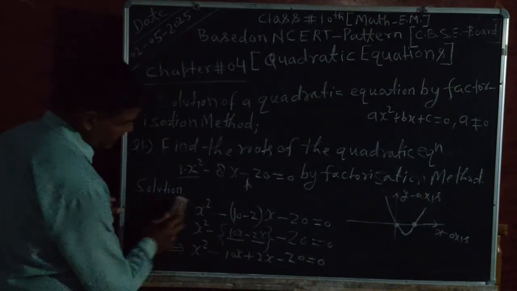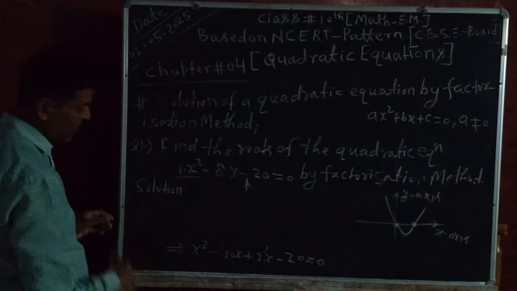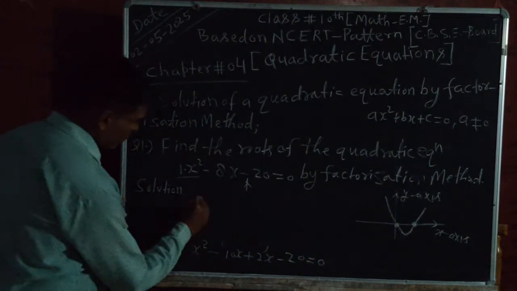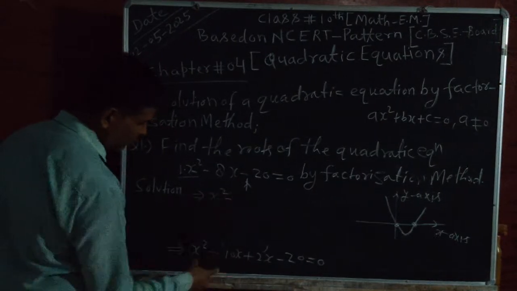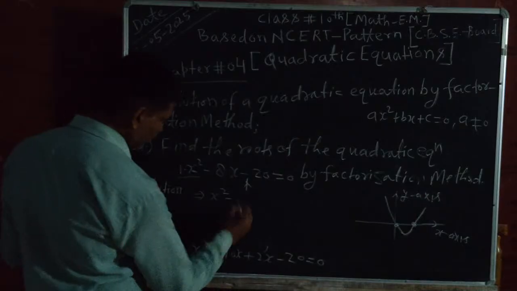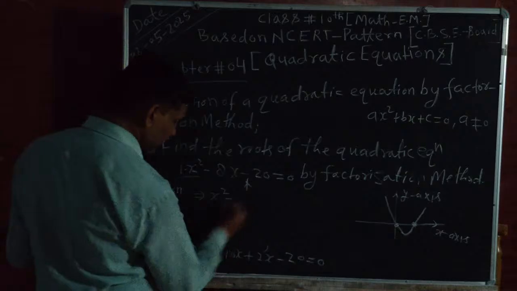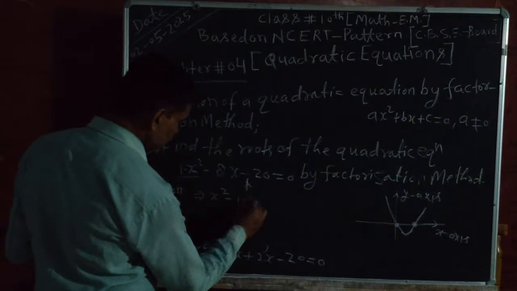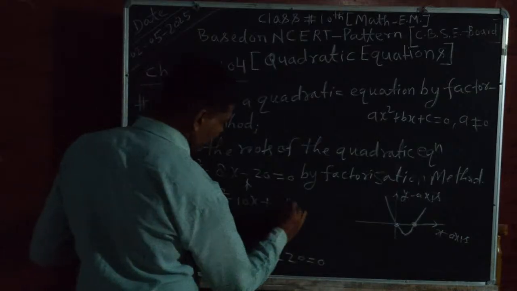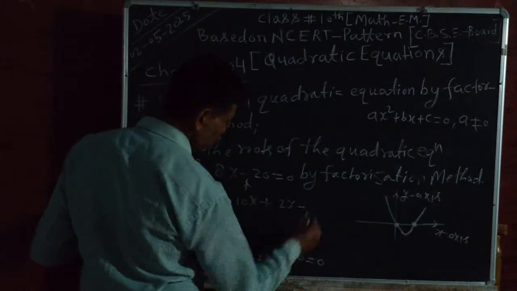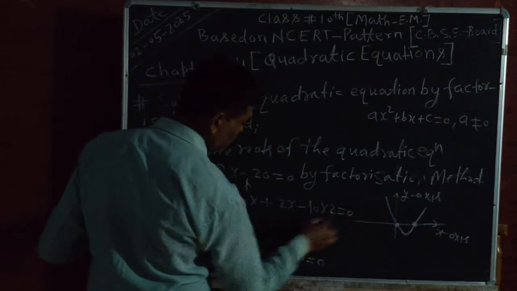Now the above data I am going to erase. After erasing, below I will simplify. So here I am going to write, implies that, x square. Now in the place of 10x I can write 10 into x, plus here 2x is written, so I will write here 2x, and 20 can be written as 10 into 2.